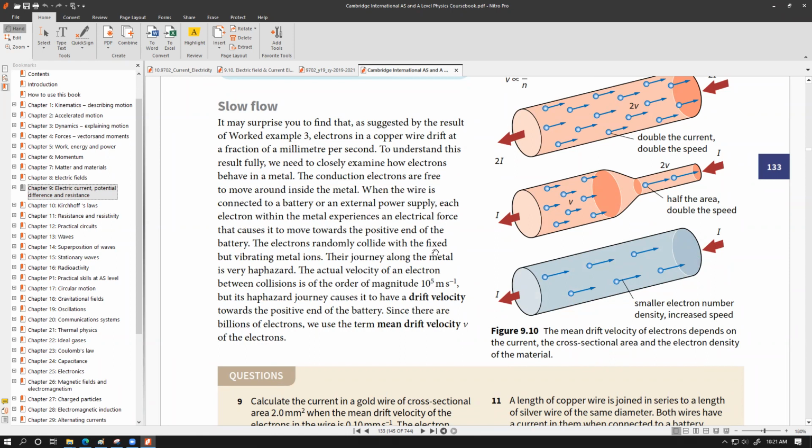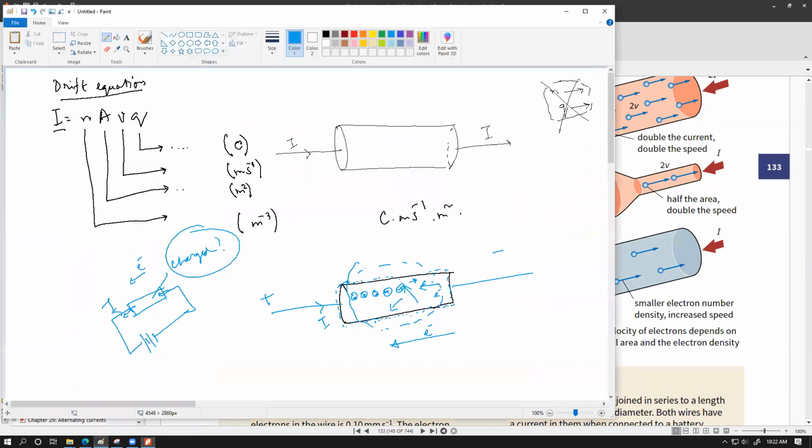The electrons randomly collide with the fixed but vibrating metal ions. Their journey along the metal is very haphazard. The actual velocity of an electron between collisions is of the order of magnitude of 10 to the power 5 meters per second. So what they are saying is that, let's say an electron is making its journey through the metal ions.